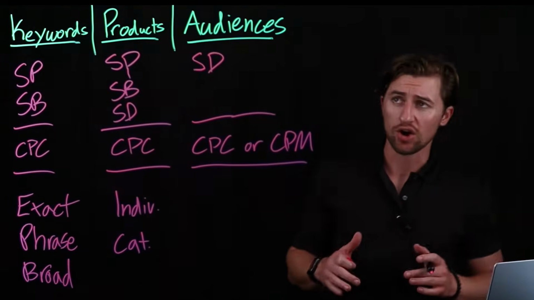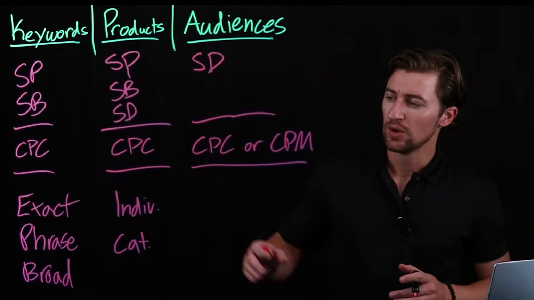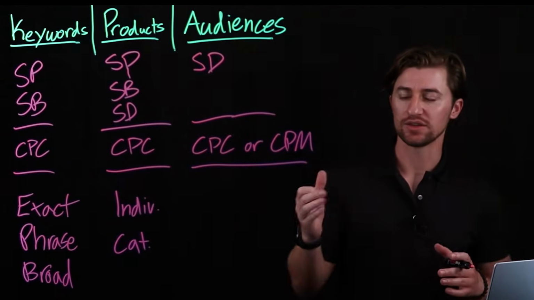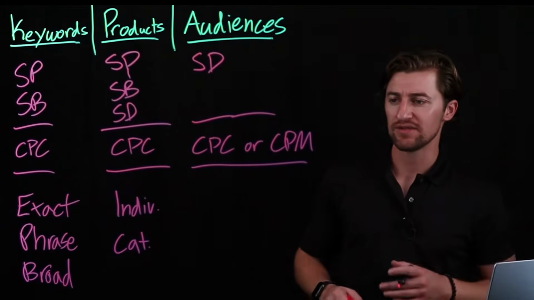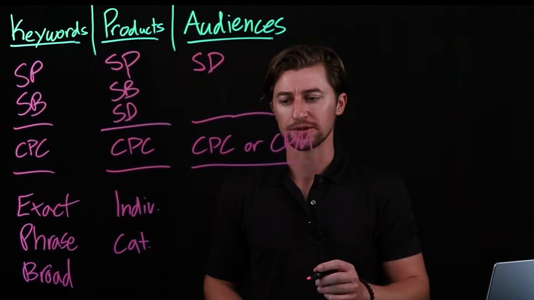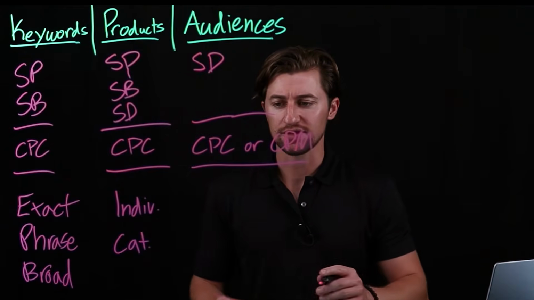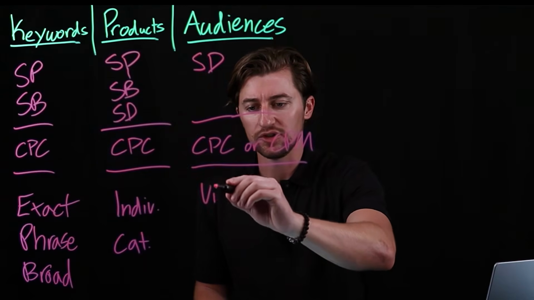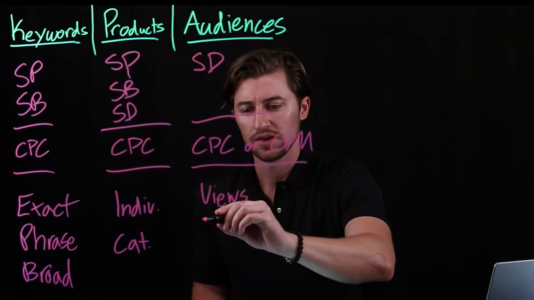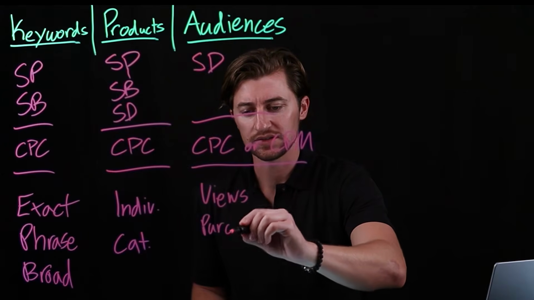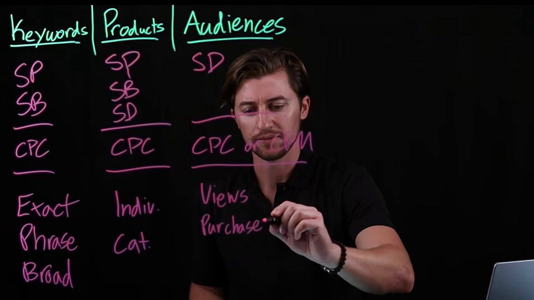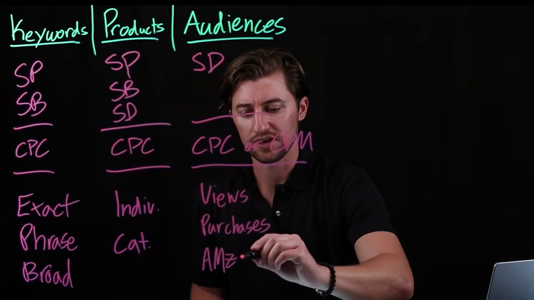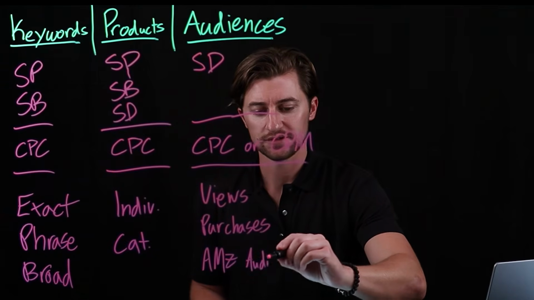Now, when it comes to targeting audiences on Amazon, we don't quite have the same exact or broad type targeting with these audiences. But if you want to think of it this way, there's a couple things that are a little bit similar. There's kind of three categories in which we can target folks on Amazon. We have views remarketing, as well as purchases remarketing. And then we have, maybe what we'll just call, Amazon audiences.